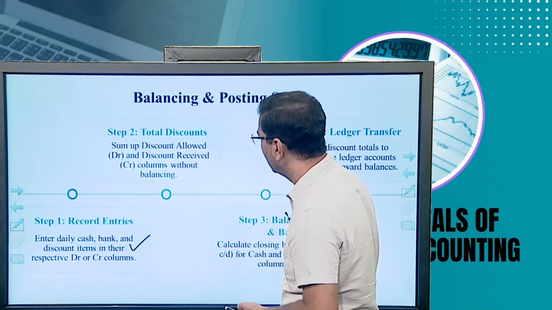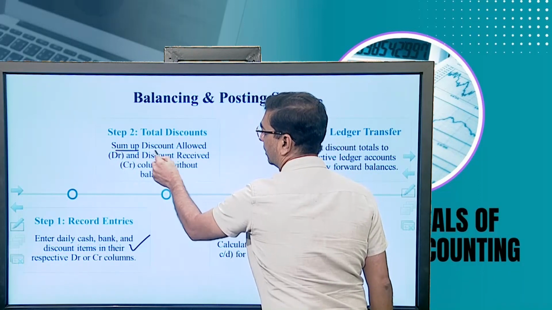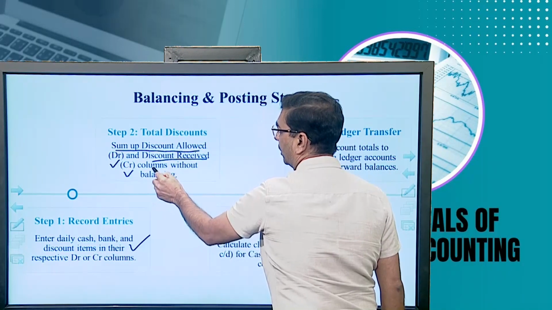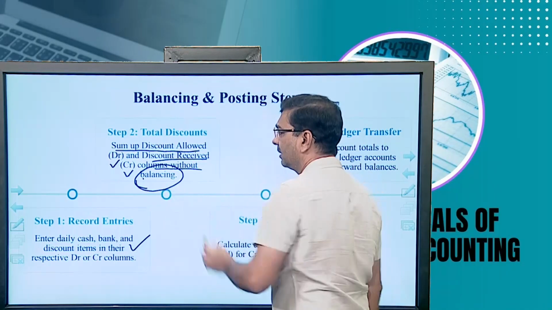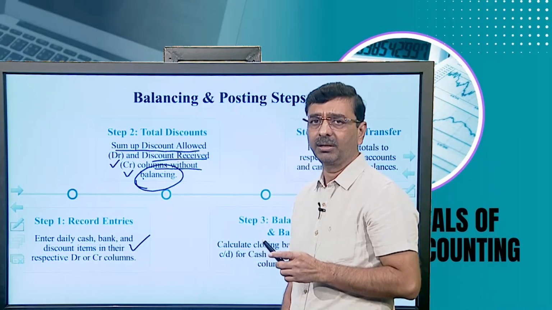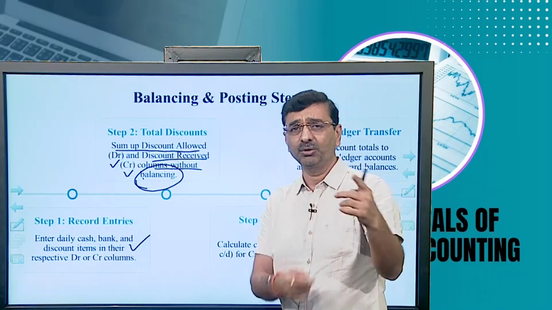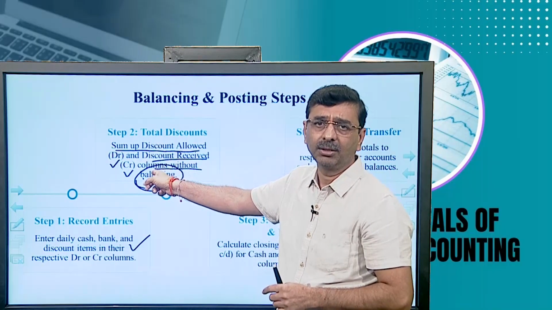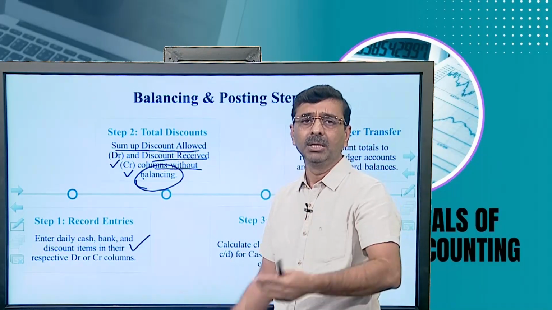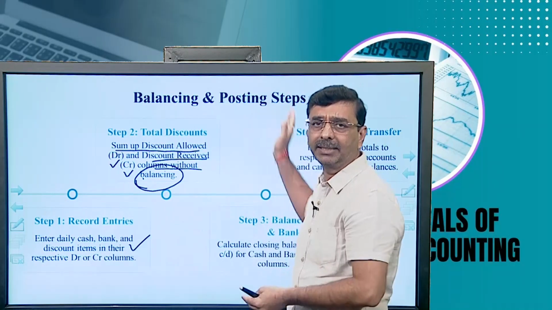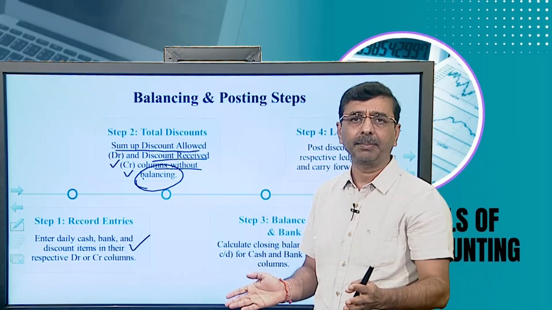Then the discount columns will be totalled at the end, the sum of the discount allowed, that is debit, and discount received, that is credit, without balancing. So that is the total amount of discount. We do not find the balancing for the discount columns, though we do find the balancing for cash and bank, because the debit is your discount allowed, which is your expense, and the credit is your discount received. So both are separate things.